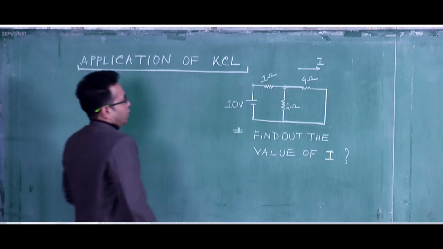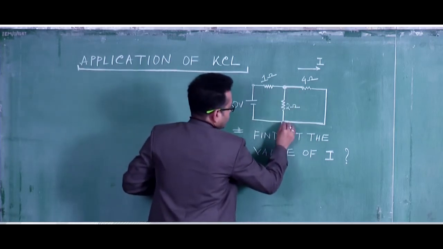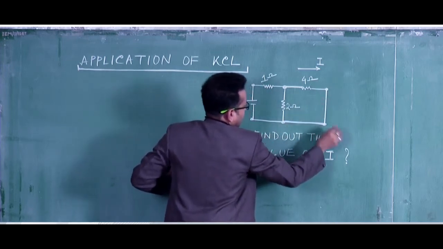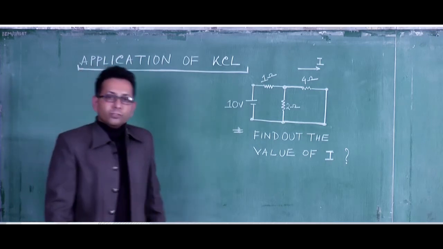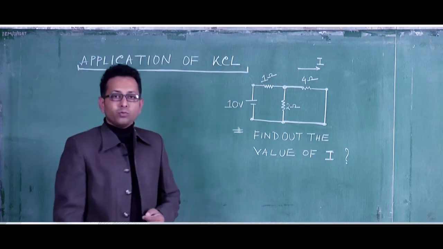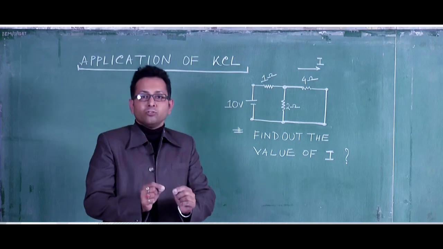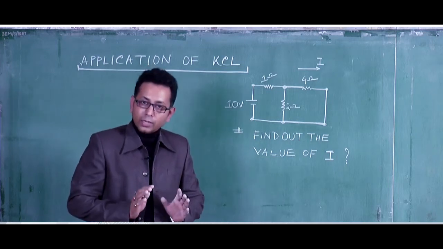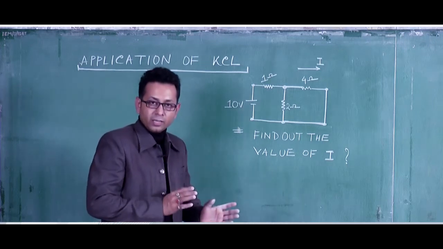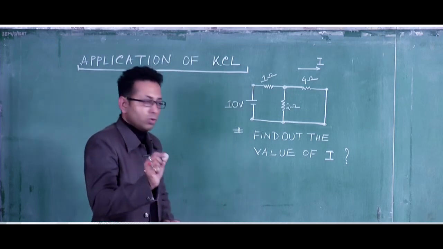First of all, we know that there is a node and there is another node. All these are nodes. Whenever you are supposed to apply the KCL in a circuit, at that time you have to consider any one node of the circuit as a reference node or ground. Is that clear? That is the mandatory condition.